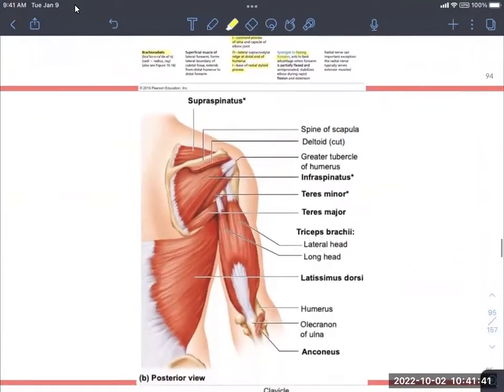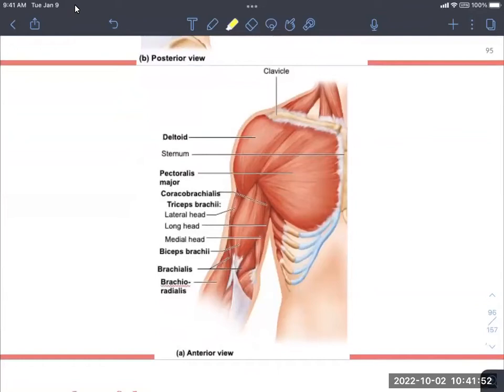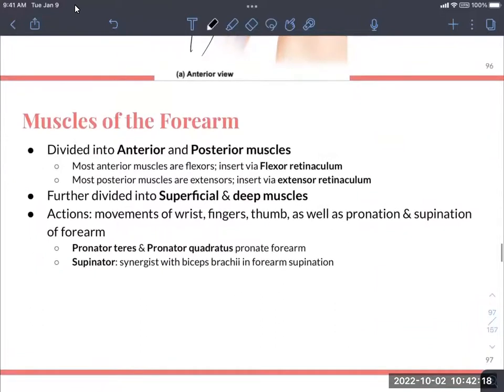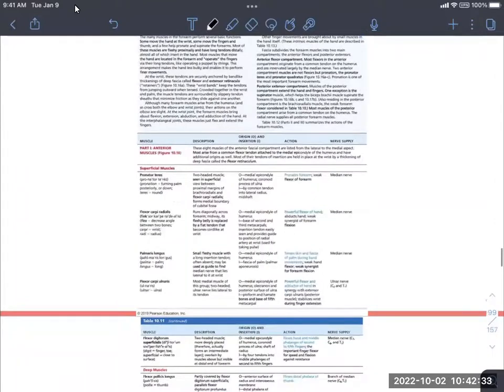Let's look. Here's our triceps muscle. We just need to know that this is a triceps muscle. It's on the back of the arm. Here you can see the biceps. You see brachialis and brachioradialis. So our biceps are in here. Brachialis sits kind of behind the biceps, and then the brachioradialis. Let's look at some of our forearm muscles.